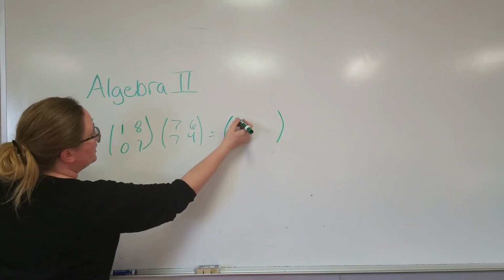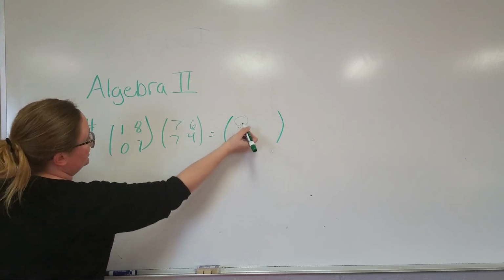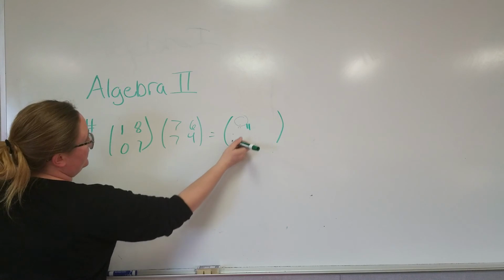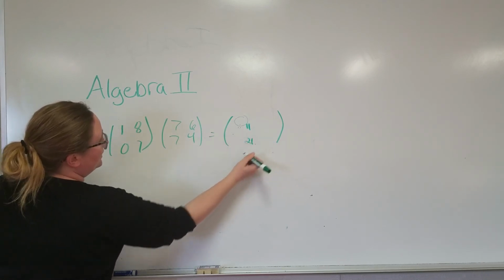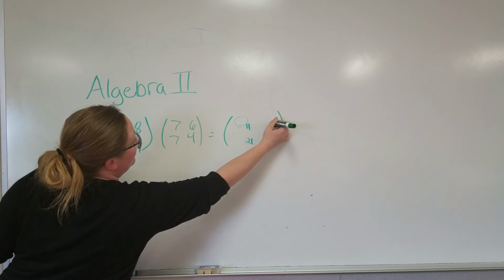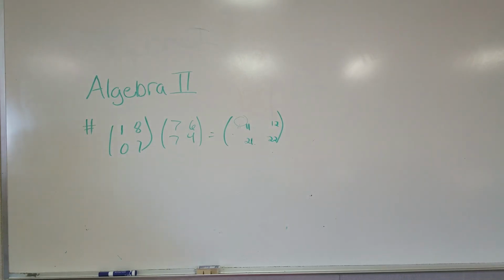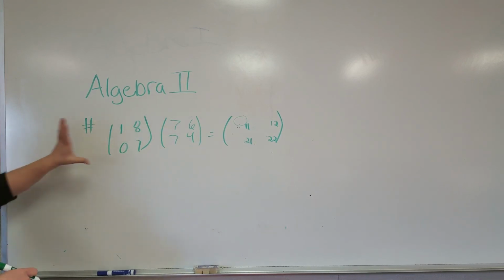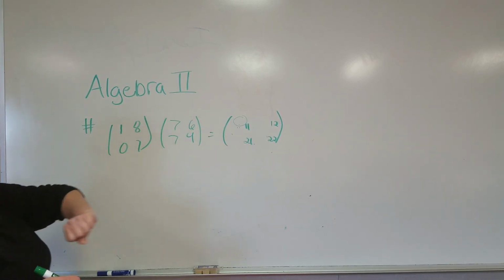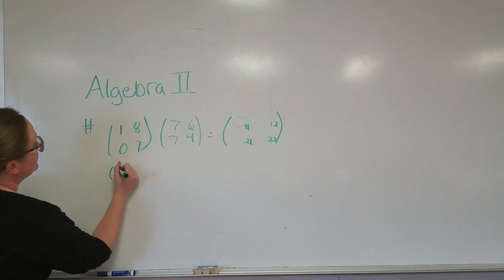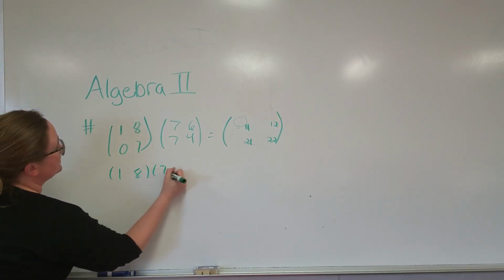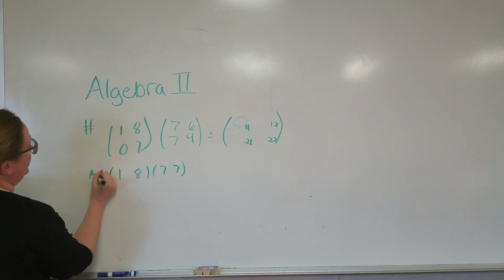This one right here would be row 1, column 1. So this is actually called A11. This is row 2, column 1, A21. This one is row 1, column 2, and this is row 2, column 2. So if you're wondering what the 11s, 21s, and 22s are, they are row and column. To get A11, you're going to use row 1 and column 1. In this one, you use row 1, and in this one, you use column 1. So you're going to use 1, 8 and 7, 7. This is for the A11 spot.